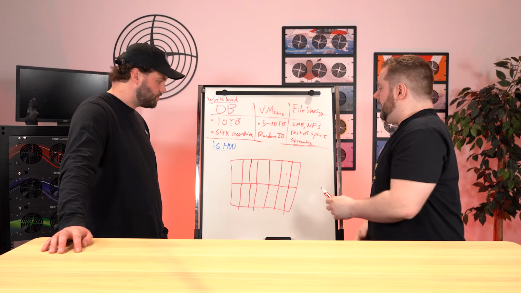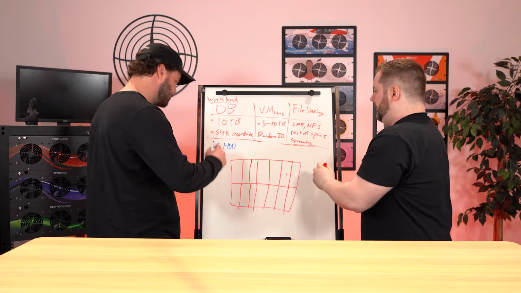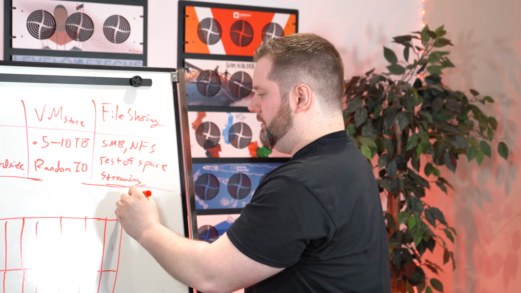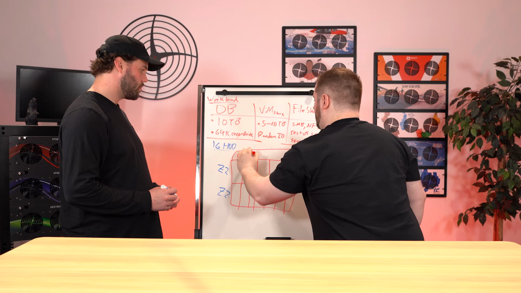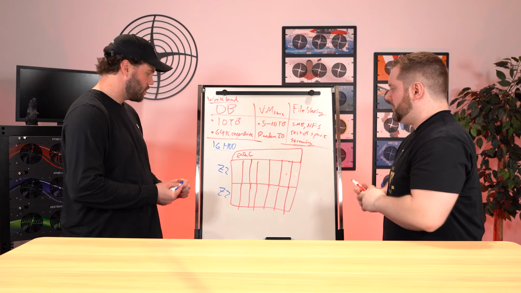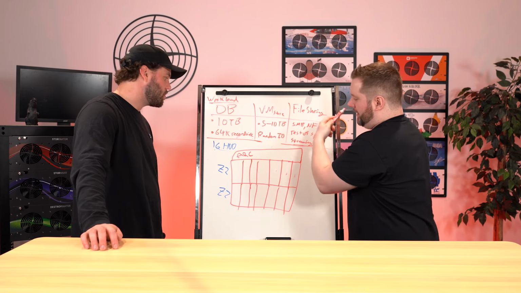Okay, so that's going to take care of this, right? It's going to take care of our file sharing. We're going to have, and I guess we'll call this our ARC level, adaptive replacement cache. This is what we're going to have to read back out to our clients.